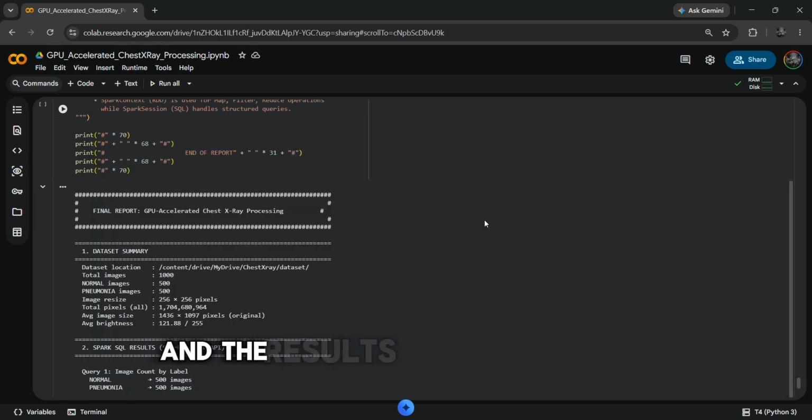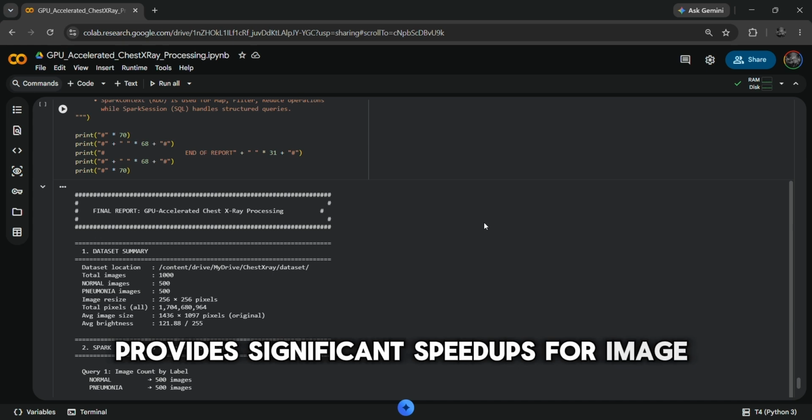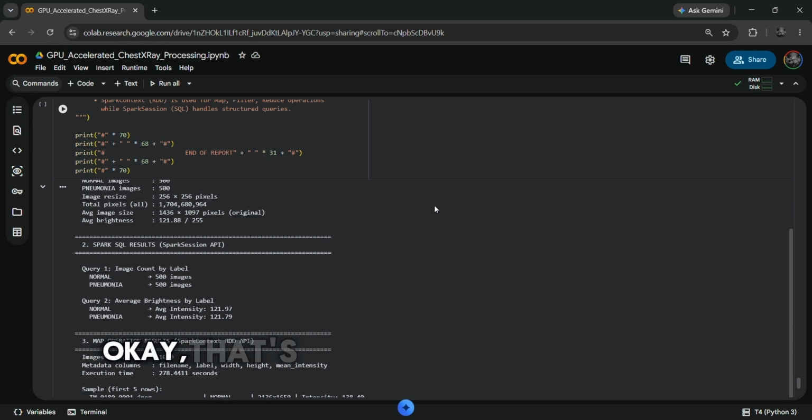And the result confirmed that GPU acceleration provides significant speedups for image processing. I think that's all from me.